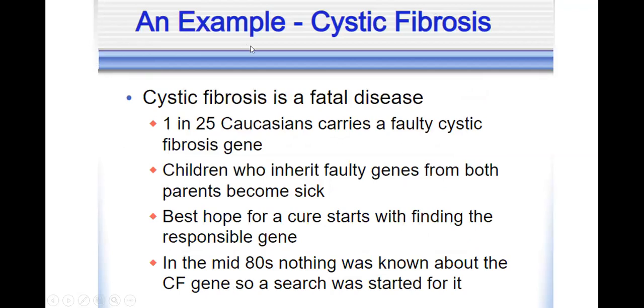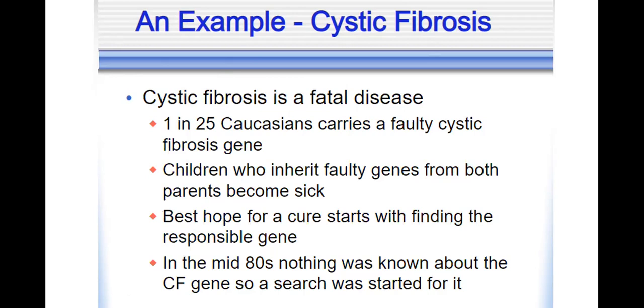In more in-depth detail, take a disease condition called cystic fibrosis, which is where the study started. For example, it's a fatal disease. The patient will eventually die if they get both mutated alleles from the parents. It's recessive, and they may die. In general, 1 in 25 Caucasians, a specific population, carry this disease allele. 1 in 25, a high probability. The children who inherit faulty genes from both parents, maternal and paternal, become sick. Eventually, they will die. And the best hope is to find the gene responsible for this disease, the genetic map.